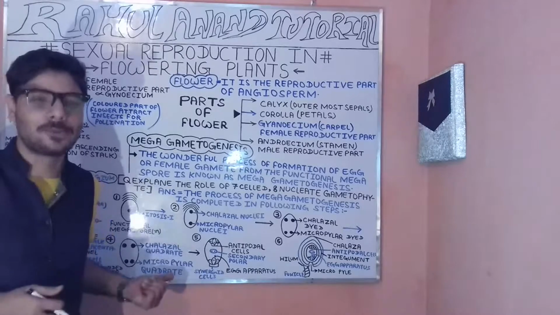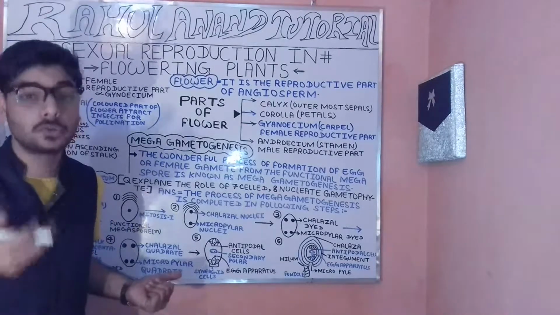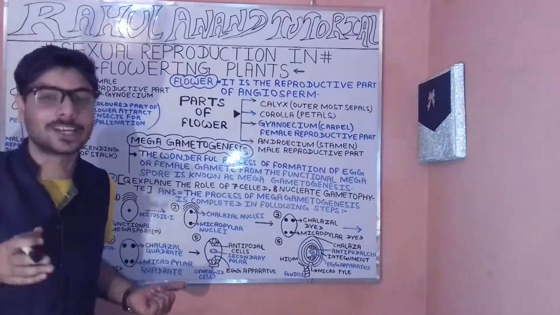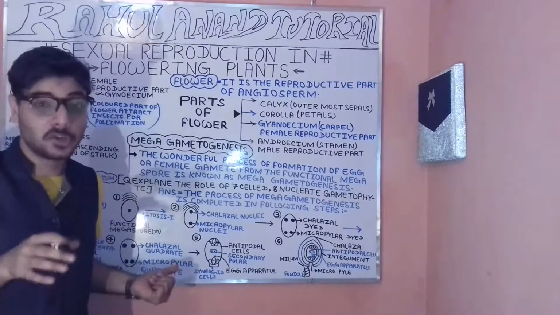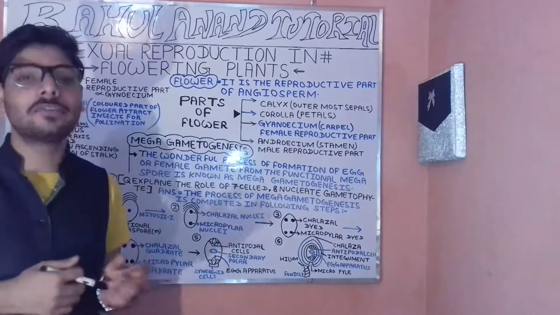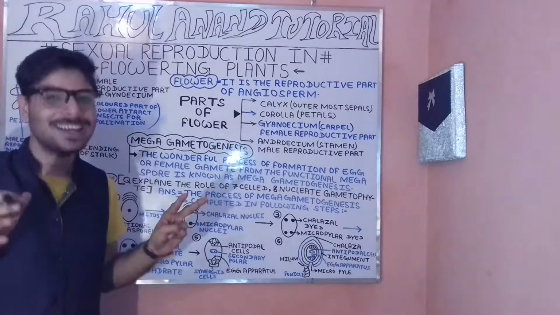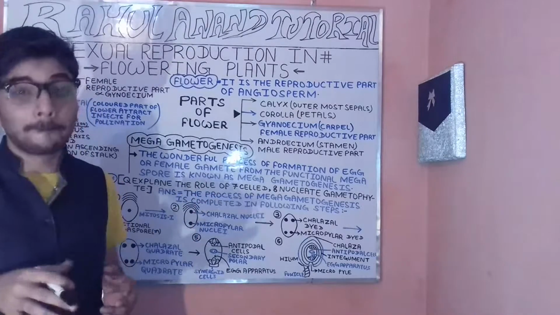In the first step, we have the functional megaspore, with reference to the number of cells. It will be any number. After that, you will have the division. We have two different types of division. These are mitosis as well as meiosis.